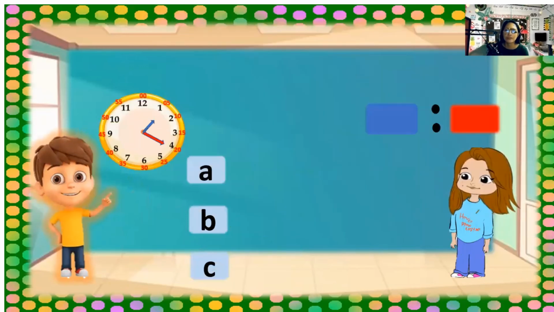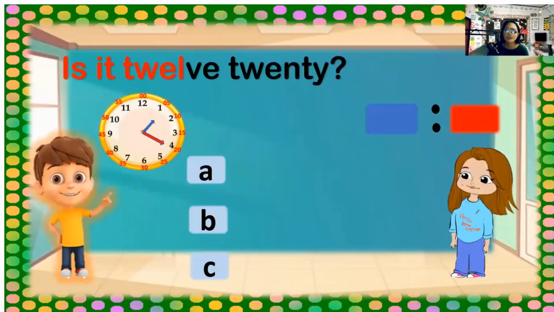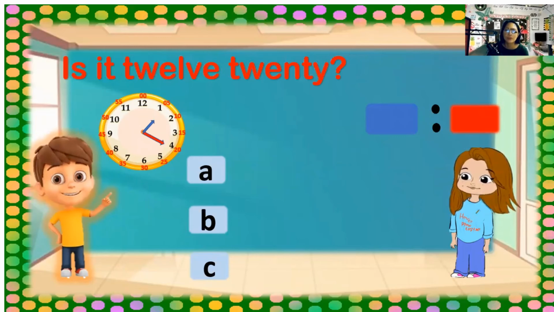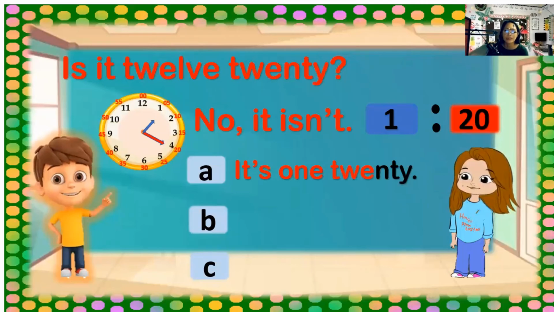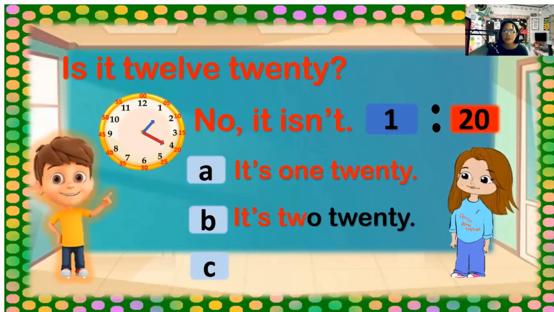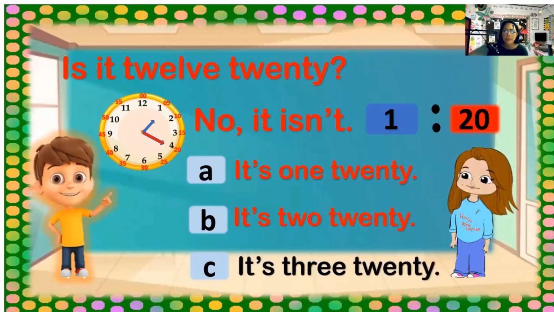Now we'll go to another form of questioning. Is it 12:20? No, it isn't. What's your answer? A, it's 1:20. B, it's 2:20. C, it's 3:20. Okay, it's 1:20. A.